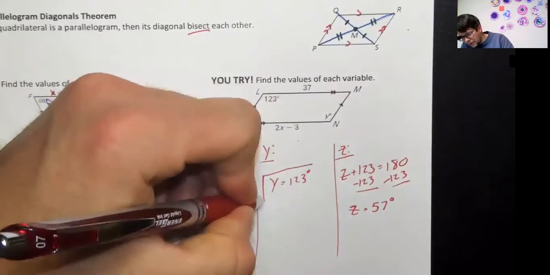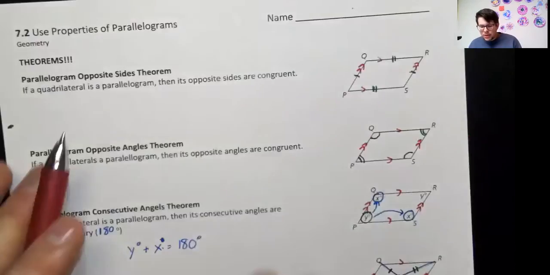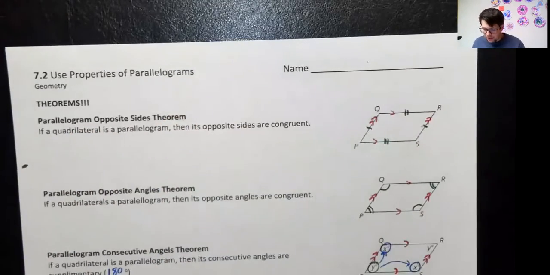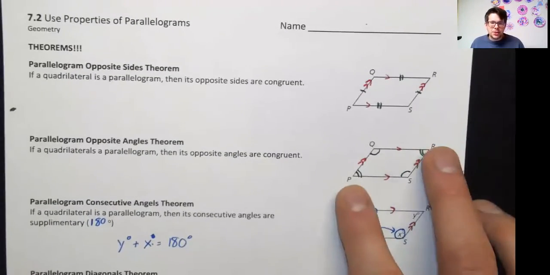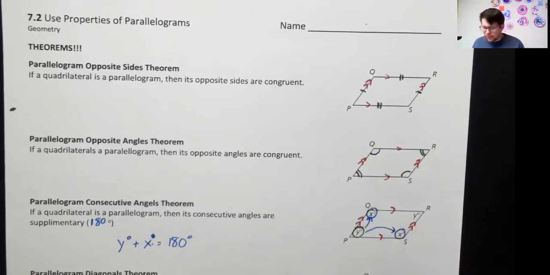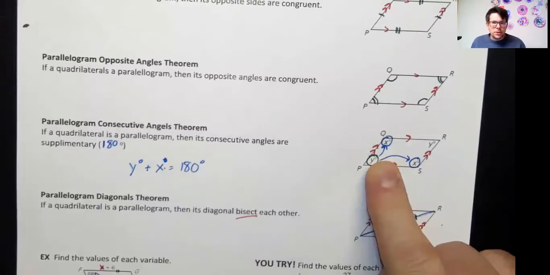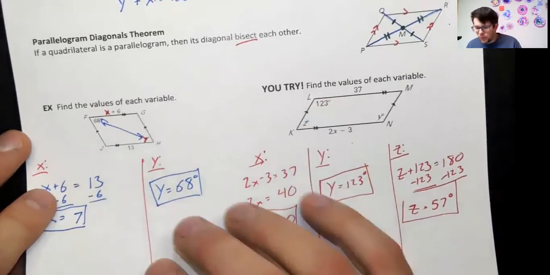So we're going to get a couple of different techniques right there that we're going to use. When we were comparing the side lengths, we were using the opposite sides theorem, reaching across that parallelogram to find those opposite sides. When we were using our y variable, which is our angle measure, we were using the opposite angles theorem. We were reaching across that parallelogram to find those opposite angles. And when we found z, we were using the consecutive angles theorem because we had a z that was right next to the 123, not opposite the 123.